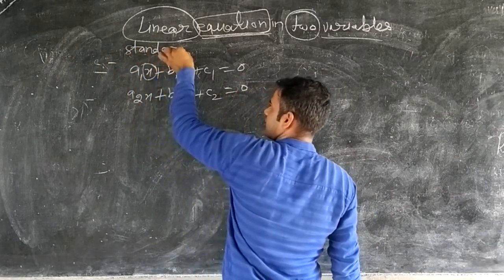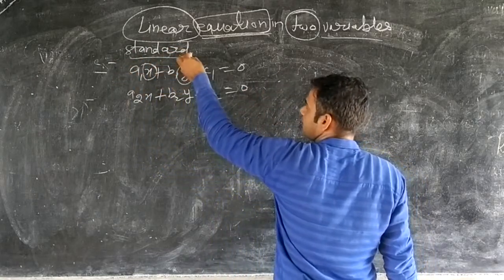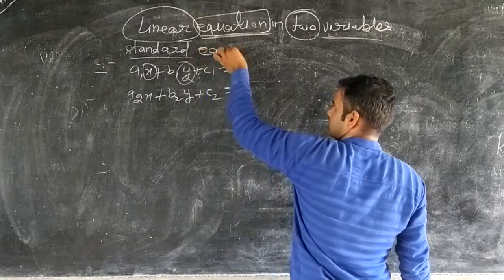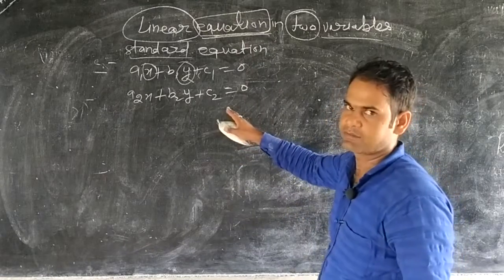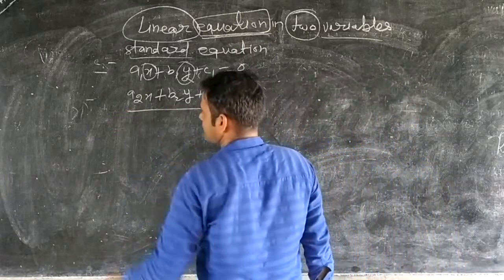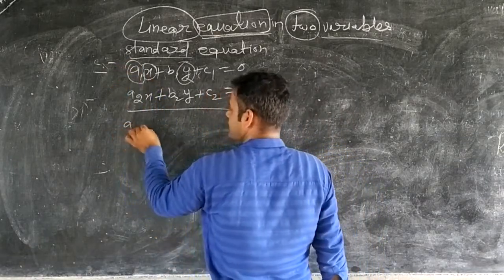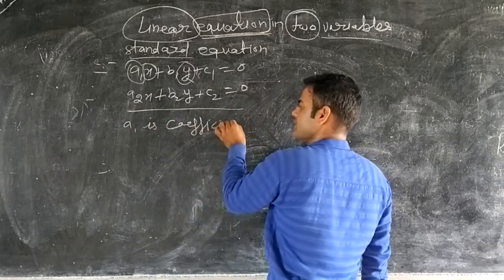What is the standard equation of a linear equation? The standard form is a1x plus b1y plus c1 is equal to 0, and another is a2x plus b2y plus c2 is equal to 0. We are discussing a1. What is a1? a1 is the coefficient of x.